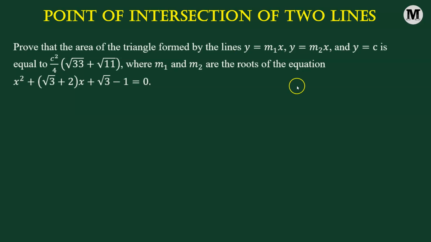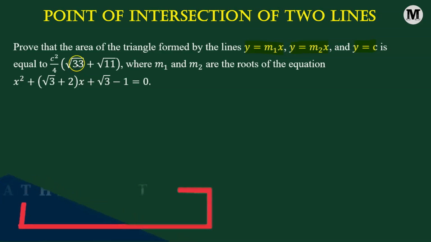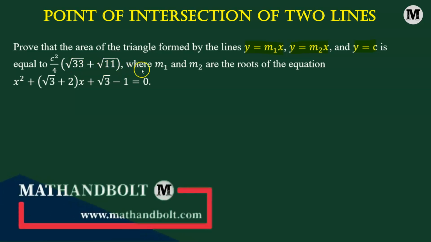Prove that the area of the triangle formed by the lines y equals m1 times x, the other line y equals m2 times x, and the third line y equals c, is equal to c squared over 4 multiplied by the square root of 33 plus the square root of 11, where m1 and m2 are the roots of the given quadratic equation.